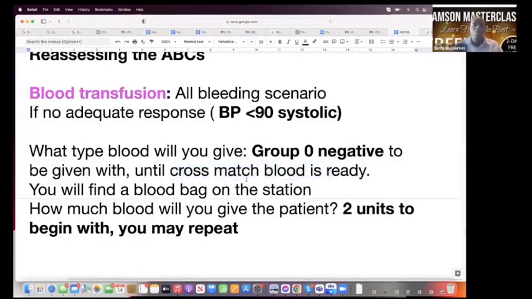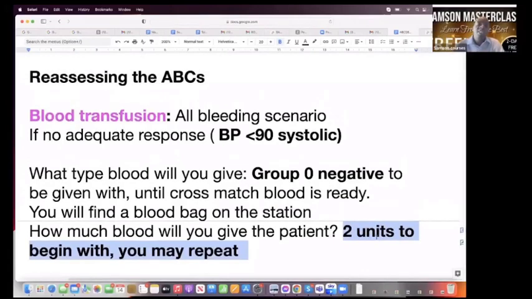Now here you may get questions, okay, how much blood are you going to give? Well, to begin with, 2 units of blood to give the patient, and then reassess. You might need to give more blood depending on how much blood has been lost. Now, this is important: we're going to reassess at D, and not stay in one position.